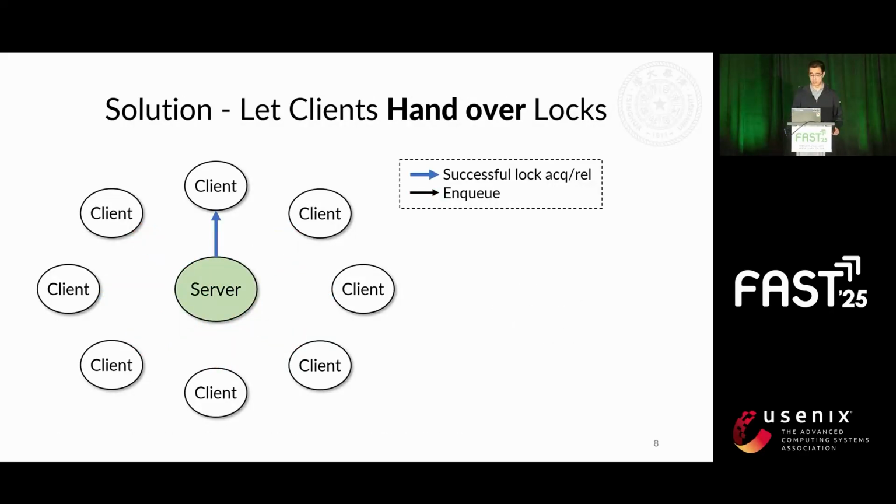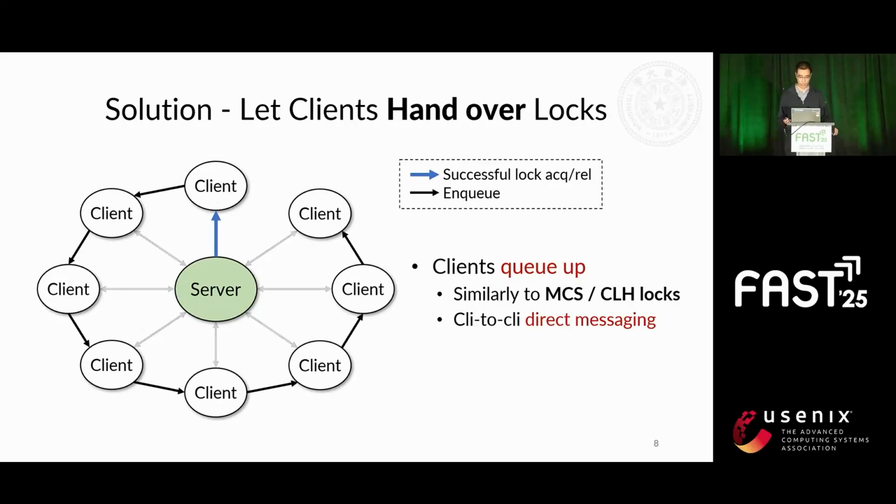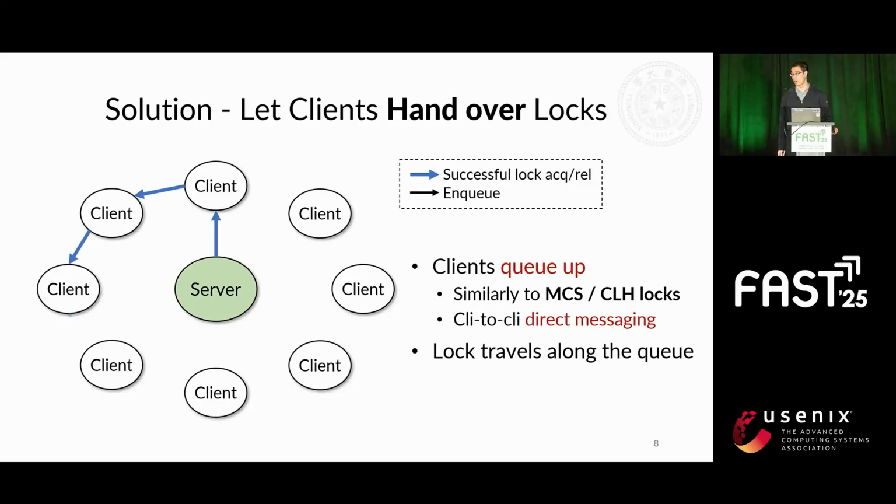Good news, this is not a new problem. A solution is to let clients queue up and hand over locks, which is an existing idea in the well-known MCS and CLH locks. Handover means that a client directly gives the lock to another client via peer-to-peer messaging without involving the server. With handover, clients can just wait locally for the receipt of the lock instead of performing retries.